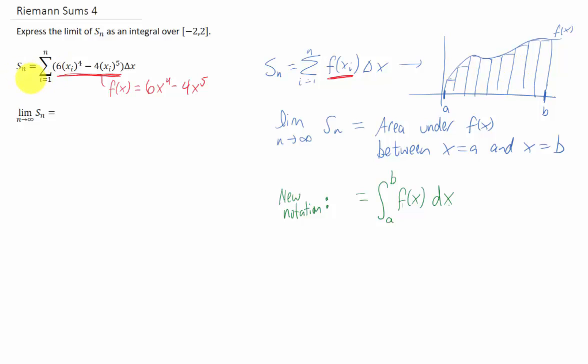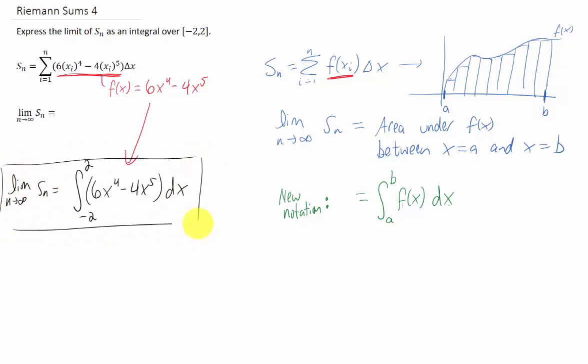And this sum represents the approximation of the area under that curve on the interval, which they've given us is just -2 to 2. Now if we take a limit of this sum as n goes to infinity, that will represent the exact area under this function on the interval -2 to 2. And how do we denote the exact area under this function on the interval -2 to 2? Well, it's this new notation that I just gave you. It's the integral from -2 to 2 of 6x to the fourth minus 4x to the fifth with respect to x. So this limit represents that exact area, and that exact area is denoted with this integral here, and that's the answer.